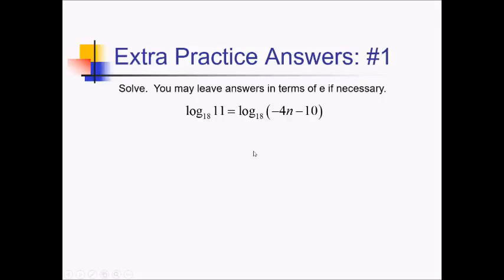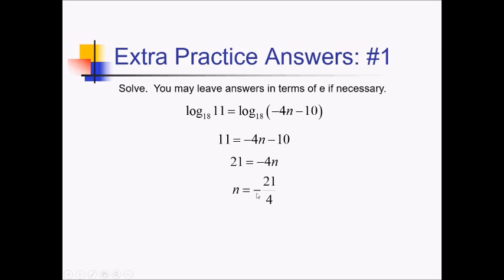On this problem, to solve this logarithmic equation, I see that I have a single log on each side, so I'm just going to raise the base 18 to both sides. That's going to cancel out the logs, and I'm just going to have 11 equals negative 4n minus 10, which I can now solve. So let's see, add 10 to the other side, that's going to be 21. And divide that by negative 4, we have n equals negative 21 over 4.